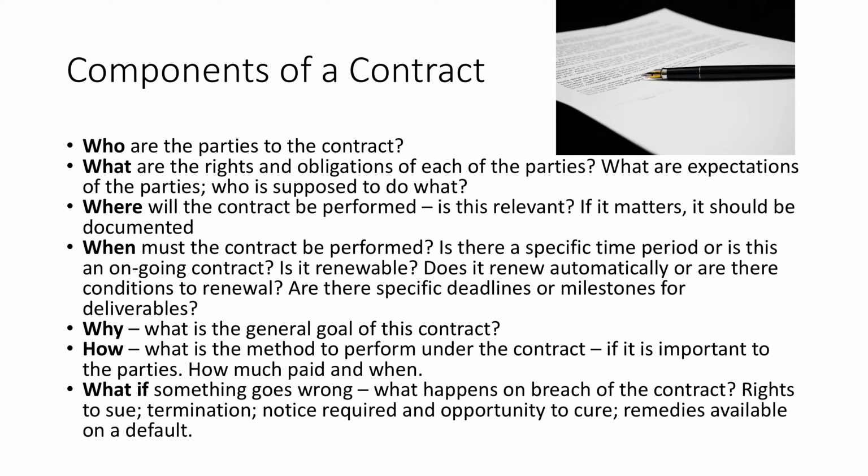When must the contract be performed? Is there a specific time period, or is this an ongoing contract? So in my painting example, it's a very specific time frame. You're contracting with the painter, and you're expecting it to be done a month later, or 6 weeks later, or a week later. So that's part of the contract. That's part of the bargain that you're striking with that painter, that you want it done in a certain time frame. And how long will it take?